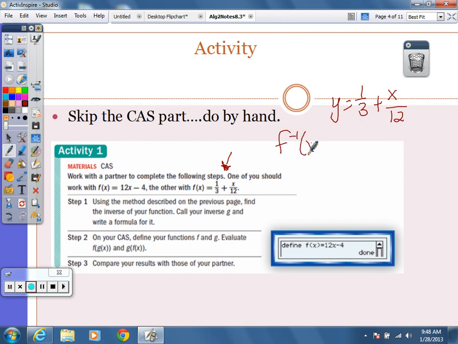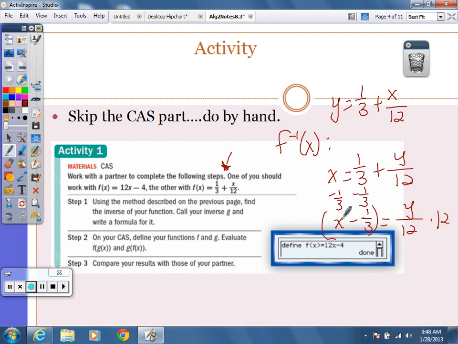So I'm going to switch x and y. x equals 1/3 plus y over 12. Subtract 1/3. x minus 1/3 equals y over 12. Multiply both sides by 12, and when you do that, you need to do that with parentheses. 12x minus 4 equals y. And so they are inverses of each other. So that's important to note, that they are inverses of each other.